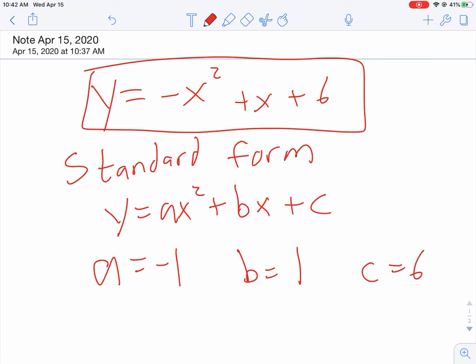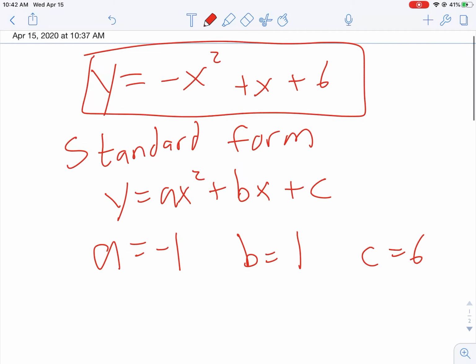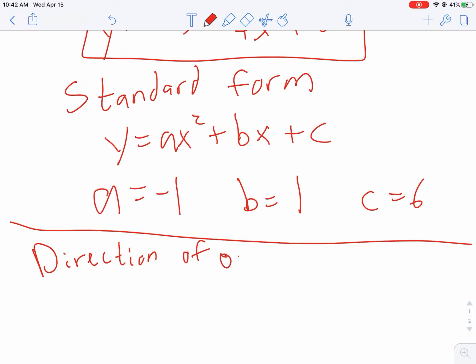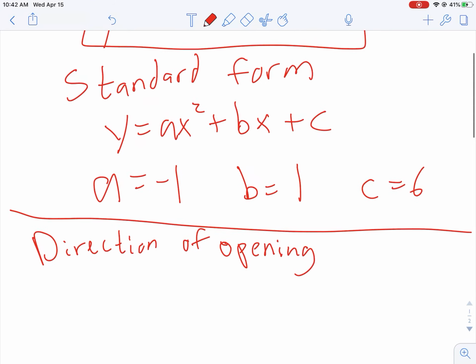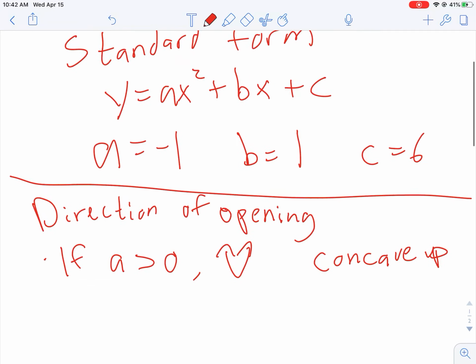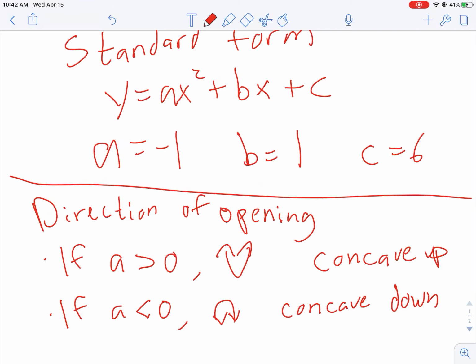The grading rubric, the first thing it talks about is the direction of opening. The direction of opening has to do with the a value. If a is greater than 0, it is concave up. Remember that word, concave. And if a is less than 0, it is concave down. Okay.